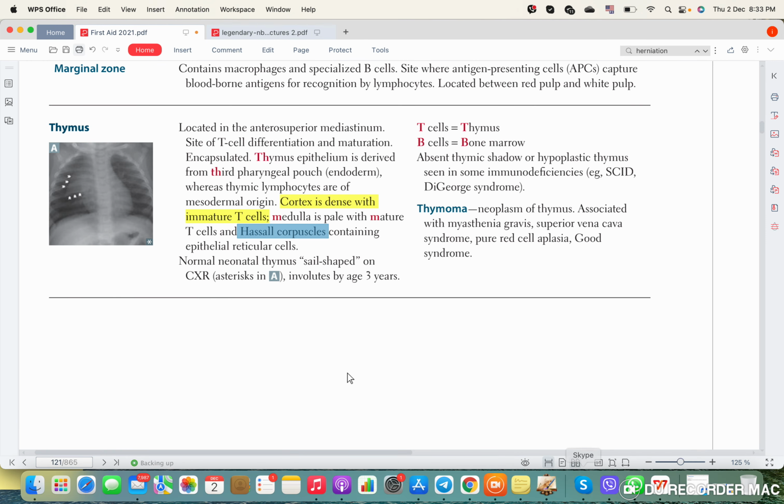Normally the neonatal thymus has a sail shape on chest x-ray, which looks like this. It involutes by 3 years of age, but it can have a persistent remnant up to 20 years, but after 20 years, you will have zero thymus. It will be just fat and fibrous tissue. Absent thymic shadow or hypoplastic thymus is seen in some immunodeficiencies, like severe combined immunodeficiency, which is a dysfunction of both T and B cells. So in SCID, you will have absence of T and B lymphocytes.